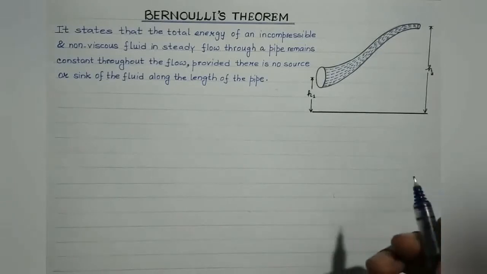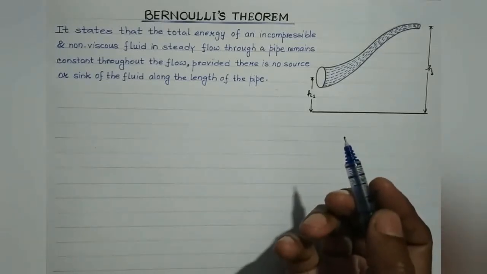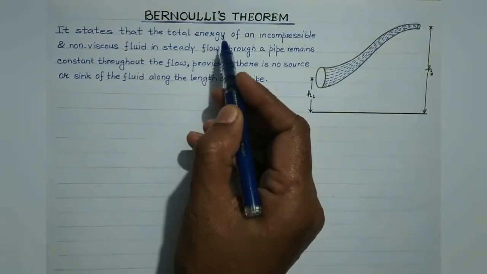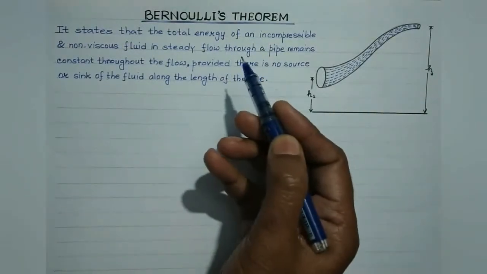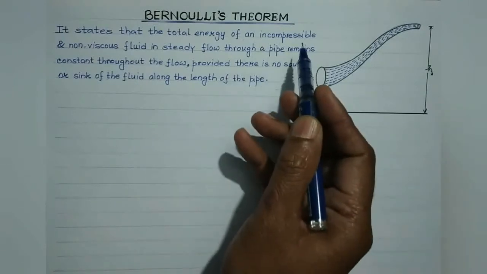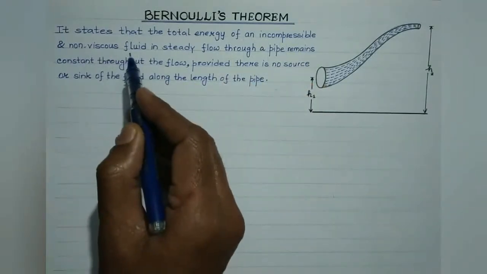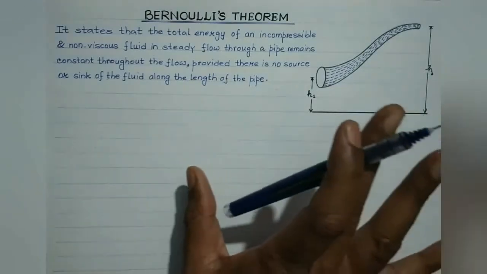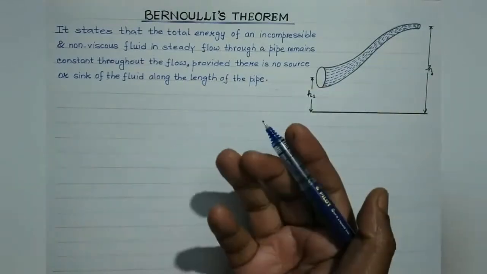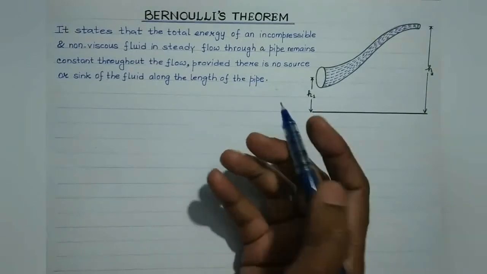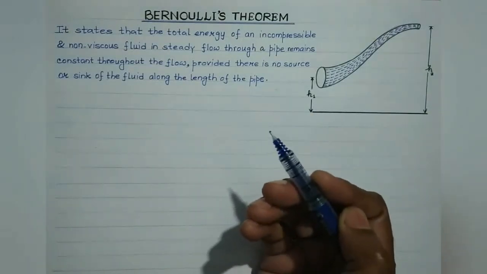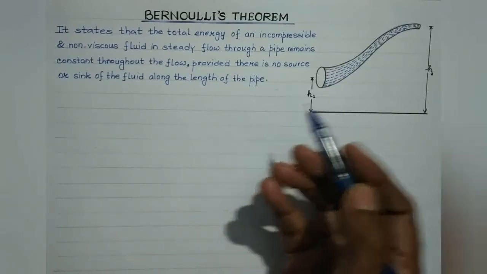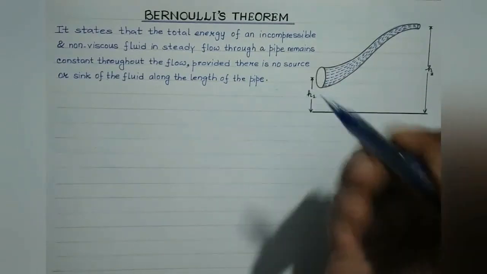So in the video, what we have discussed is that Bernoulli's theorem states that the total energy, that is the pressure energy, potential energy and the kinetic energy of an incompressible and non-viscous fluid in a steady flow through a pipe, remains constant throughout the flow, provided there is no source or sink of the fluid along the length of the pipe. Now obviously students, this statement is based on the assumption that there is no loss of energy due to friction.